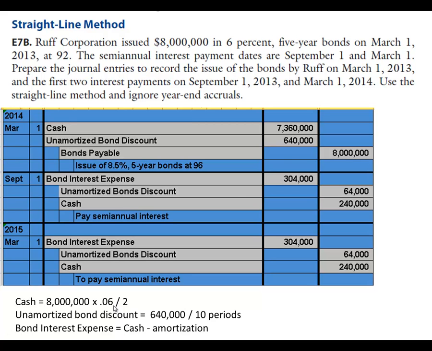If we were to pay quarterly, that means we would pay every 3 months or 4 times. So you would have to change that. So then again, the unamortized bond discount, we take the balance of $640,000, split it up over 10 periods. So now after 2 interest payments, my unamortized bond discount account has been decreased by $64,000 and $64,000 again.